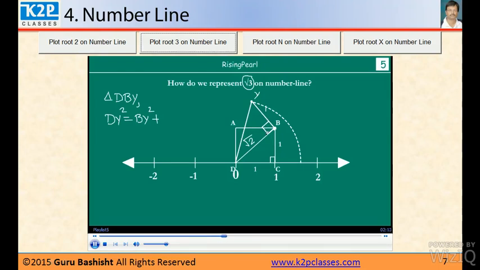So Pythagoras theorem states the hypotenuse square, which is the DY square, will be altitude square or height square, which is BY square, and the base square, which is BD square. Now BY is by design 1 unit, 1 square, and BD, this we know is square root 2, that square. So on solving we get 1 plus square root 2 square, and square root 2 into square root 2 is 2.